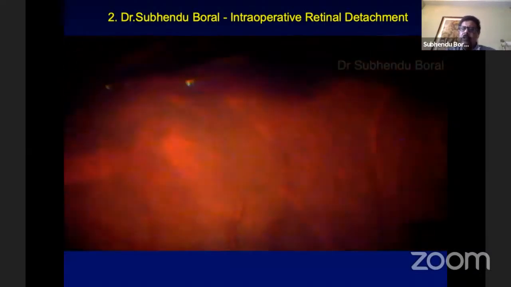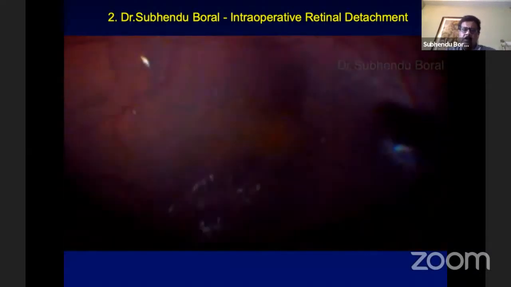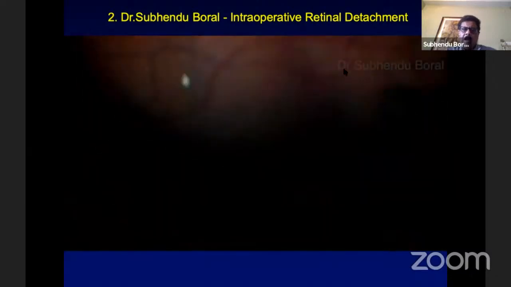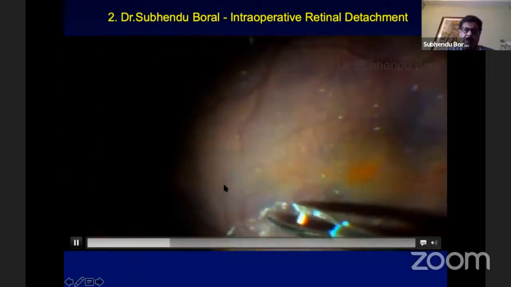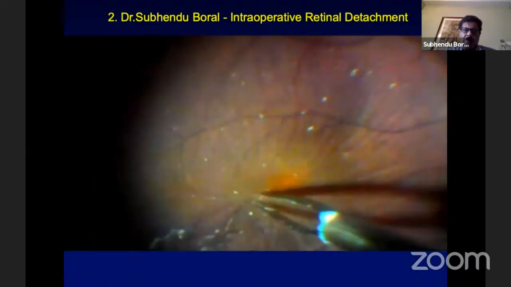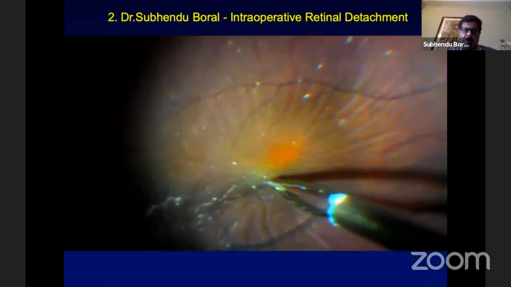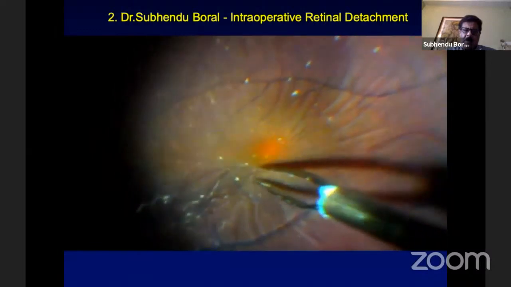But just after staining with the trypan blue, I've seen the macula seems to be boggy, and there is a track of fluid going towards the infratemporal periphery. I checked it twice. However, I have to do the ERM removal. That's why I started peeling the ERM first.